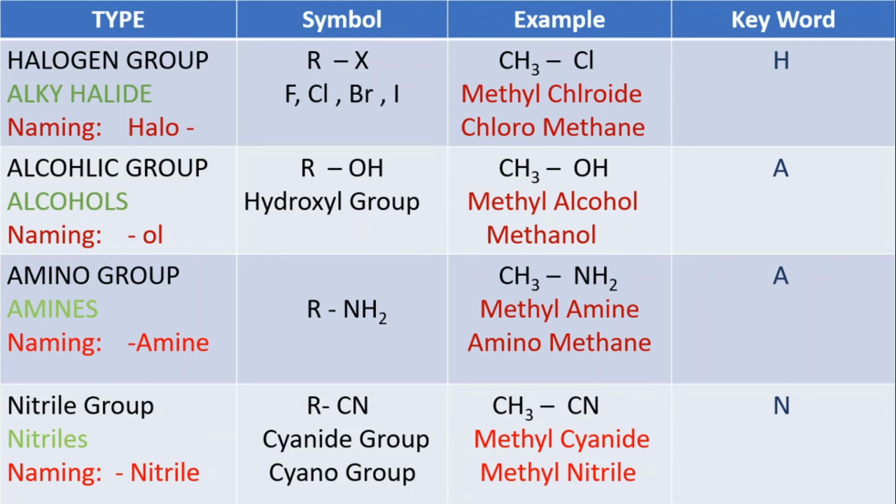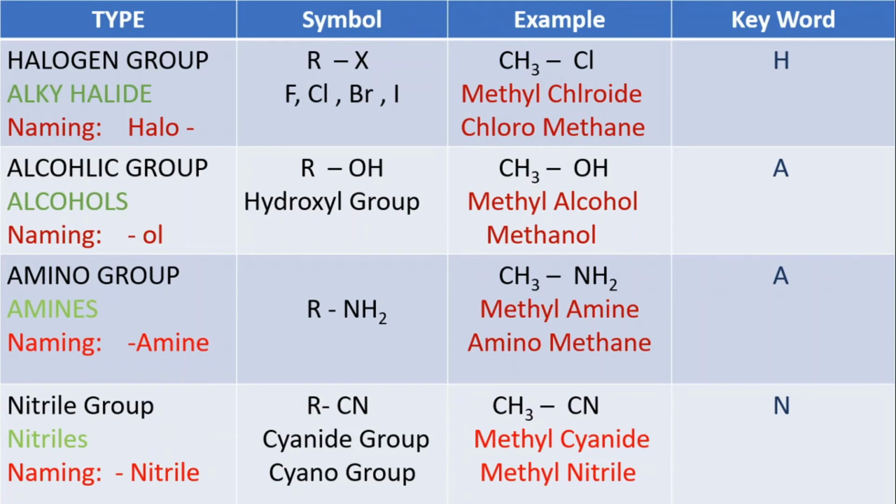The third functional group in this category is amino group. Whenever an amino group like NH2 gets attached with an alkyl group, the new compounds produced are called amines. Their name is relatively simple, like CH3NH2. Commonly, we can call it methylamine or aminomethane. The letter A again represents amino group.